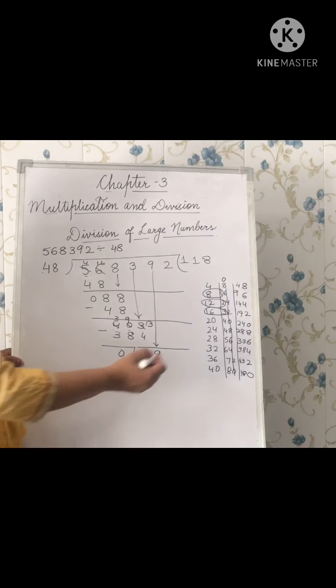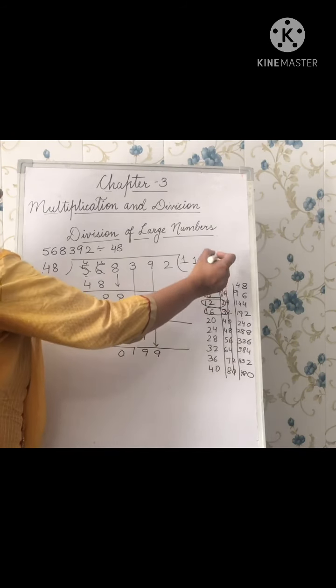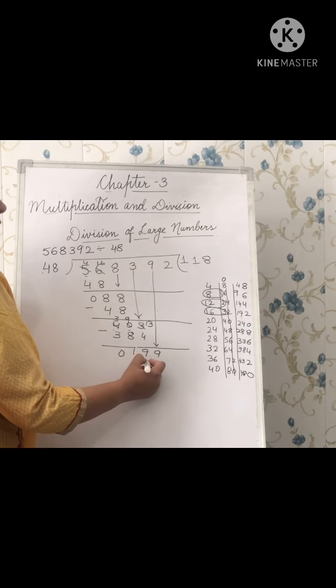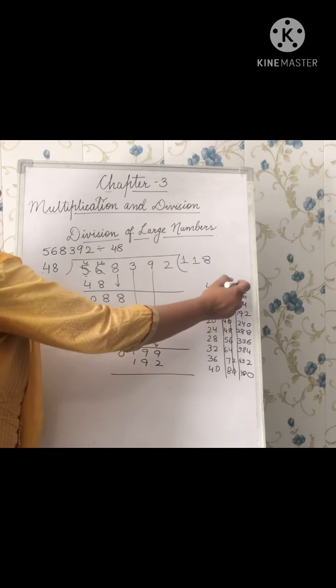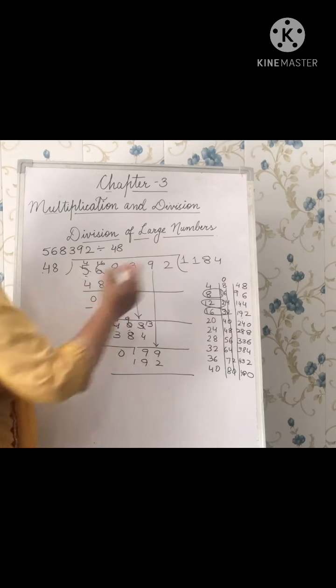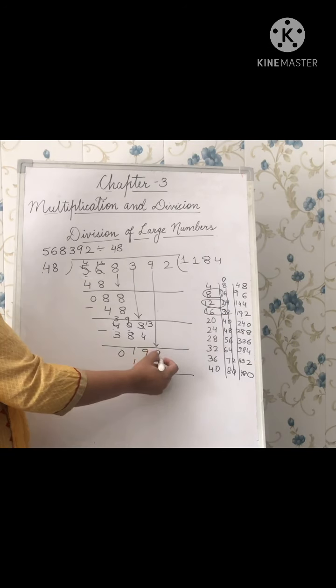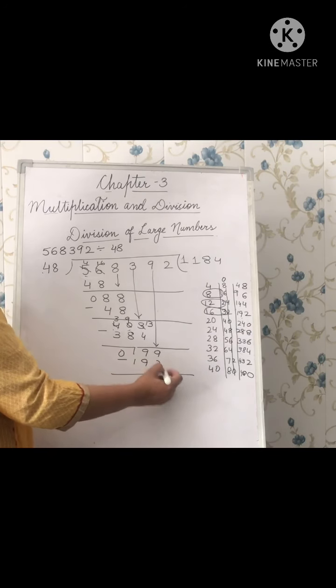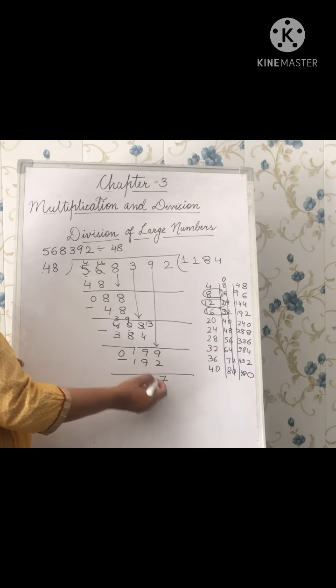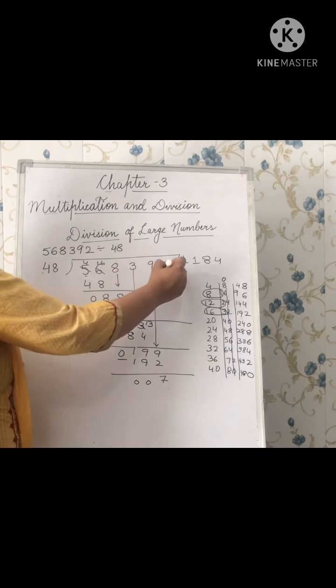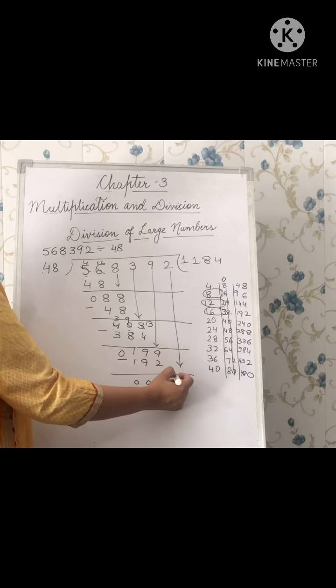199. Now what is smaller than 199? 192. It is coming at 1 2 3 4. So you will write here 4. 9 minus 2 it is 7. 0 and 0. Now 7 is again less than 48. You will bring this 72 down.